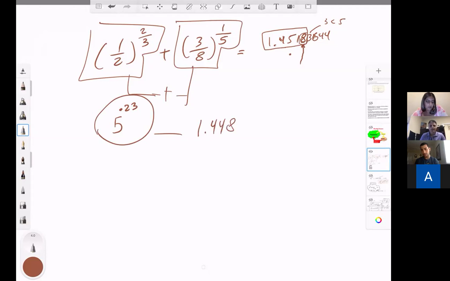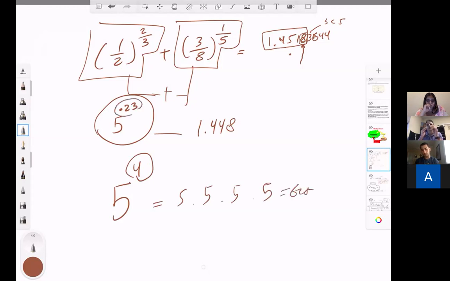So if you have a question like 5 to the power of 4, if the exponent is an integer, you don't need to use a calculator. That means you have to multiply the base 5 times. Good, 625. But when we have a fraction or decimal exponent, you need to use a calculator. Is that correct? 1.448?